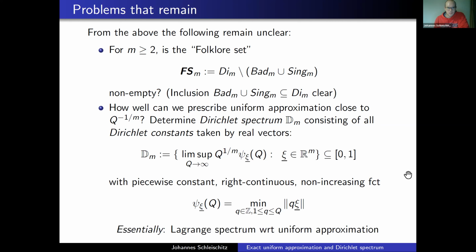Essentially this Dirichlet spectrum is like the Lagrange spectrum, if you are more familiar with that, but with respect to the uniform approximation problem again. Okay, because you take the lim sup. If you would take the lim inf instead, then this would really just become the multidimensional Lagrange spectrum. But lim sup means taking the uniform problem, and then we call it the Dirichlet spectrum.